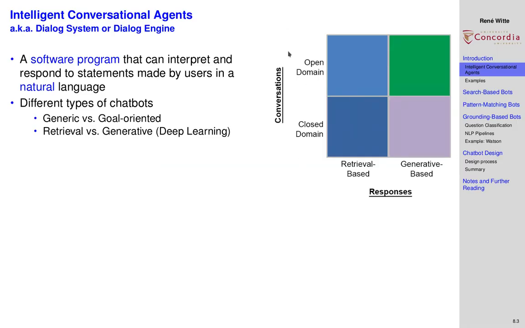One distinction was, is it an open domain or a closed domain bot? Is it something that only talks about your bank account or your flight reservation? Or is it a bot that you can talk about pretty much anything? And responses were classified into retrieval-based, where you retrieve existing answers, or generative-based, where you really generate new content.